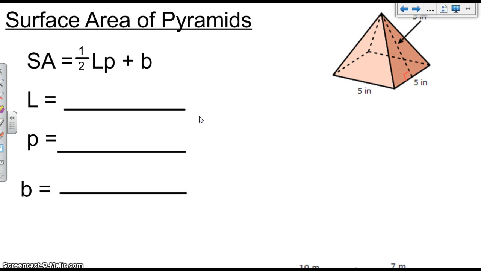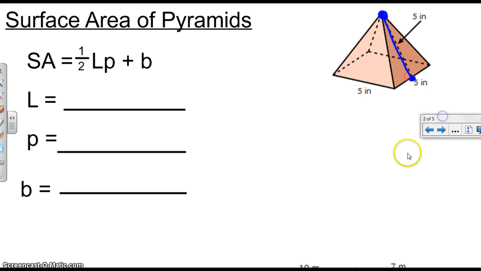Let's start with L. Now, L stands for the slant height. So if you look right here, and Siegel's going to highlight it for you, you see how that triangle right there is at a slant? That's what that represents, that nice blue line. So L is the slant height, which in this case we know is 5 inches. So we're going to label that right over here, 5 inches.